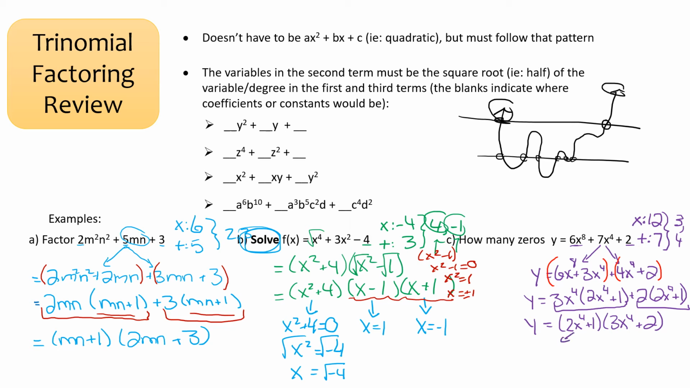Looking at this bracket, the question said how many zeros? So we've got 2x to the power of 4 plus 1. We want to know when that is going to equal 0. I bring the 1 over. 2x to the power of 4 equals negative 1. Divide by 2. x to the power of 4 equals negative 1 over 2. Now I've got to take the 4th root of that, and since it's a negative, it's not going to give me any real roots. So this is yielding no real roots.